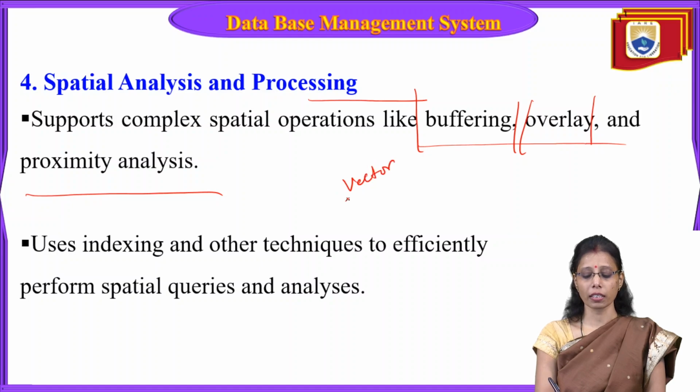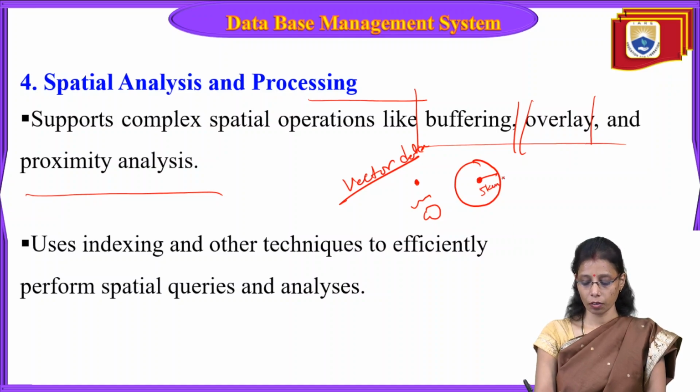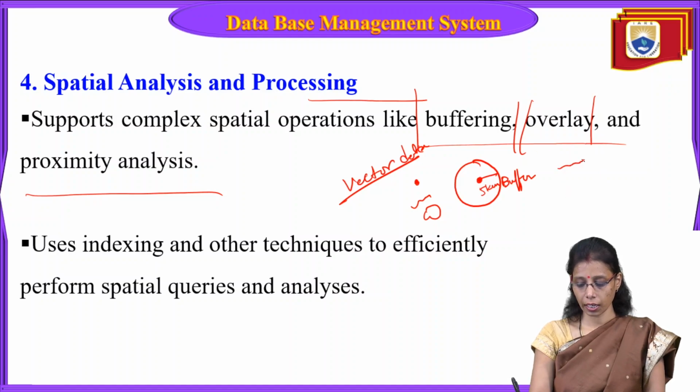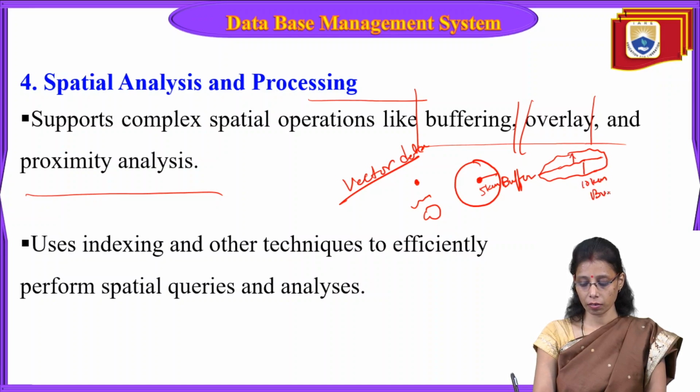Generally we do it with vector data. In vector data we have point, line, and polygon. If this is the point and I want its buffer, this is the buffer for the point. Here the buffer will be 5 kilometers, so we say this is a 5 kilometer buffer. Like that, if this is a line and I want to create a buffer of the line, the buffer will be created around the line like this. This is a 10 kilometer buffer, we can say.